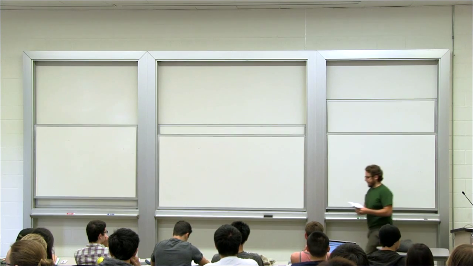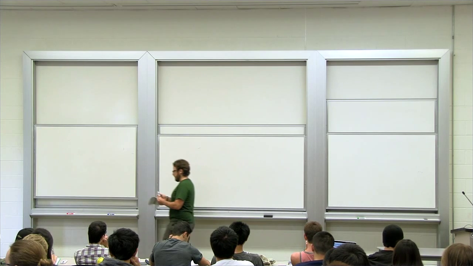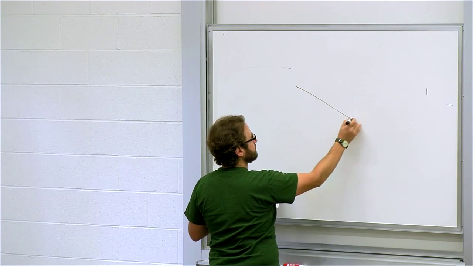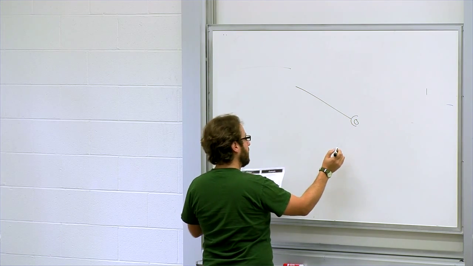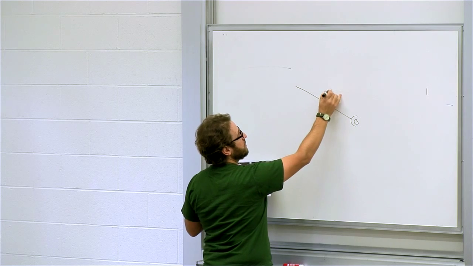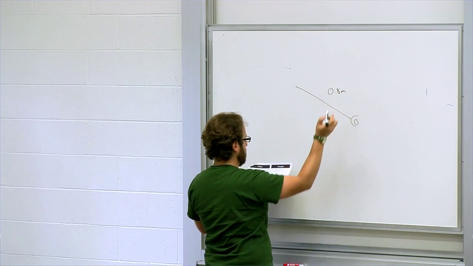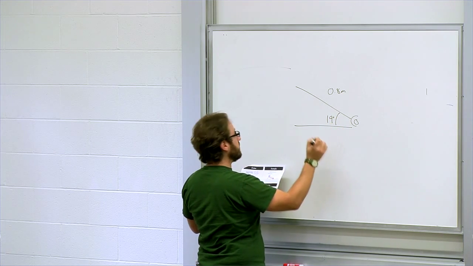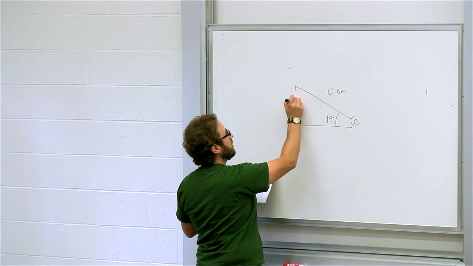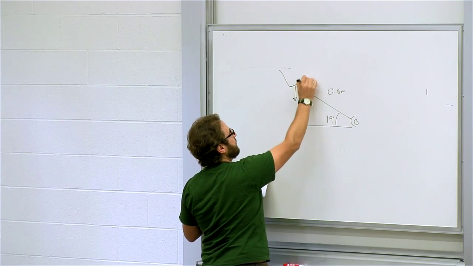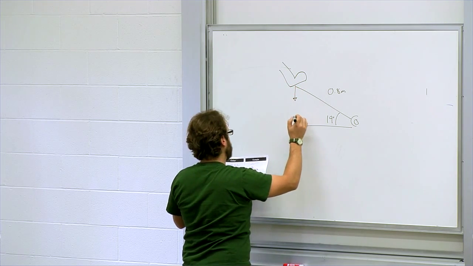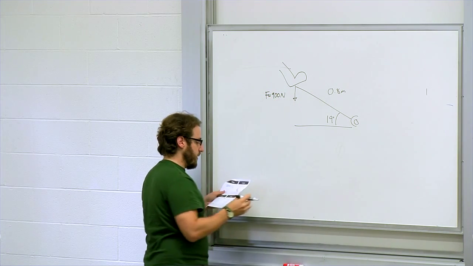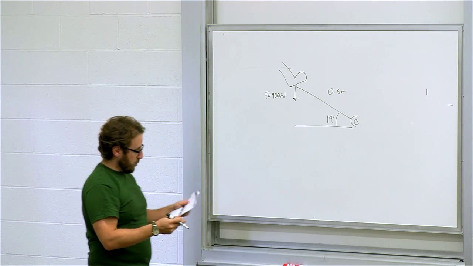Okay, so somebody gives you this problem. They say, if you got a wrench around something, the wrench is 0.8 meters long. This angle is 19 degrees, and you put a force down here by putting your foot on it of 900 newtons. The question is, how much torque is there?